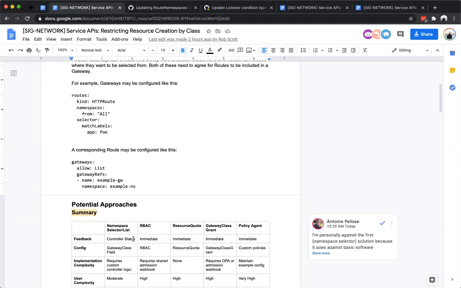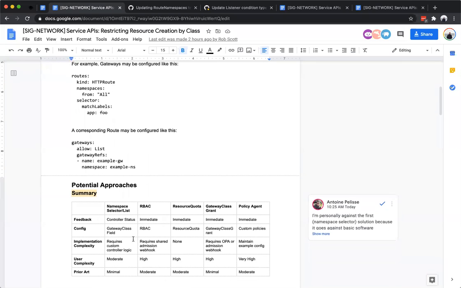Tim had an idea for an entirely new resource and pattern that initially called gateway class grant, but could be called whatever. And then the final option of some kind of policy agent is basically to say, well, this is not something we're going to solve, at least not yet. You can solve this with a policy agent like OPA and Gatekeeper. So those are the various approaches I have outlined here.